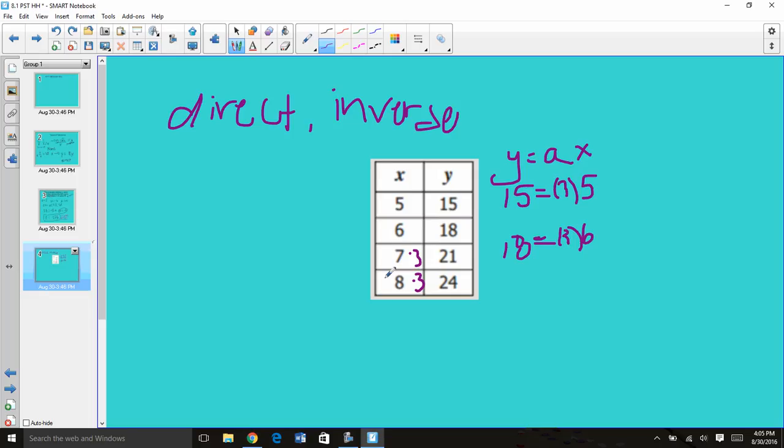So we have a direct variation. We are multiplying our x's times our constants, and we're getting our y's, and it works. And the reason we know this works is because each one is going to have 3 out in front. If these turn out to be different numbers, that does not work out. So it has to be 5 times 3, 6 times 3. It can't be 5 times 3, 6 times 2. It has to be 3 throughout for this specific problem. It always has to be the same a.